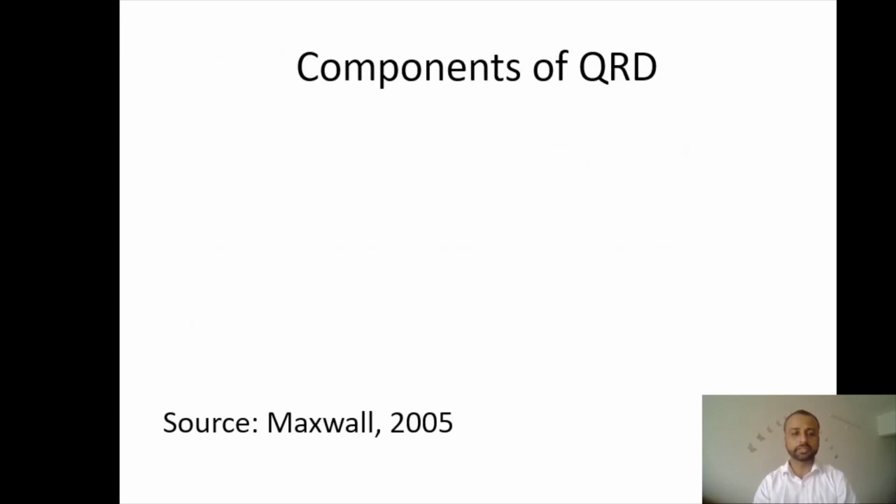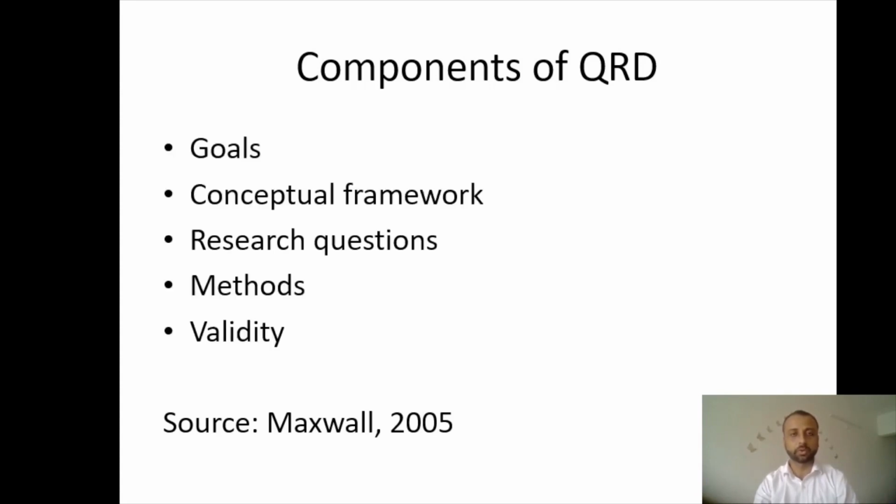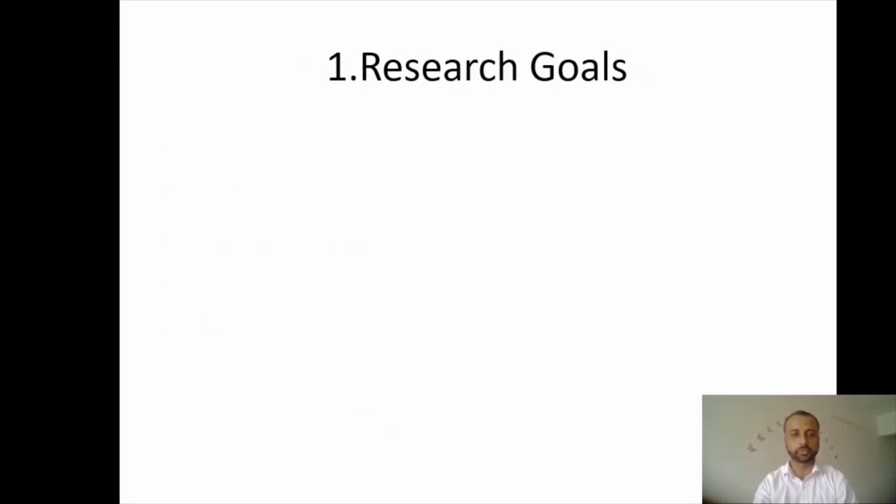So what are the components? Again, guys, I am referring to the textbook by Maxwell. And that book is a complete guide on qualitative research design. And that book talks about 5 major components that a researcher must be familiarized with. And these are goals, conceptual framework, research questions, research methods, and validity. I will talk about each of the 5 of them one by one. So let me begin with the first one.